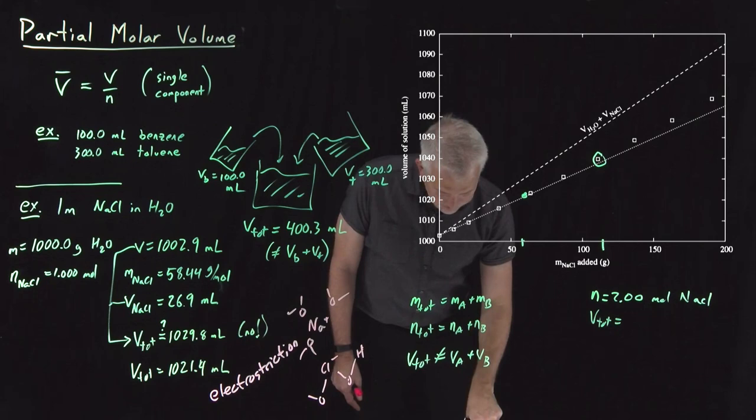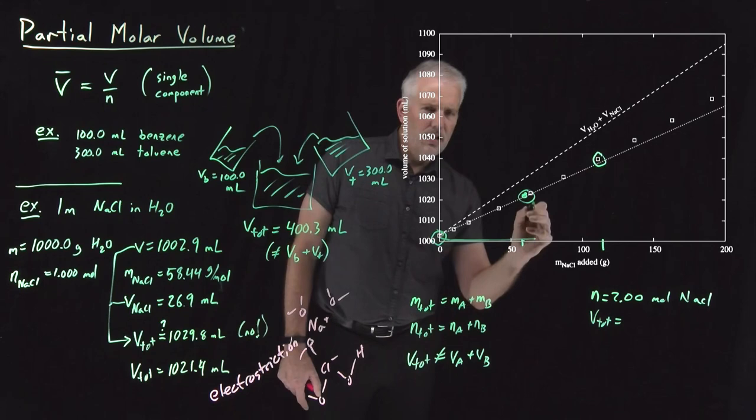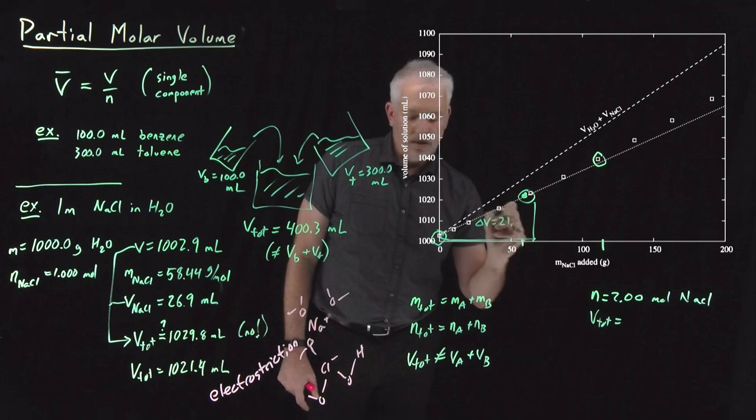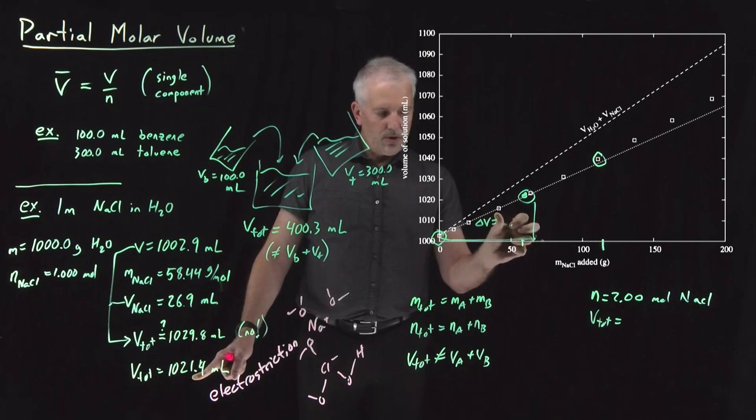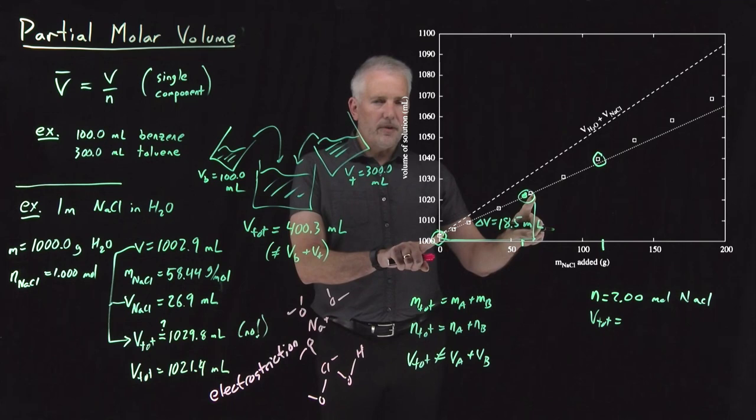So in going from pure water to the 1 molal solution, the slope of that curve, so the difference between 1021.4 and 1002.9, the difference in volume was 18.5 milliliters. So when I added a mole of sodium chloride, I've increased the volume by 18.5 milliliters.